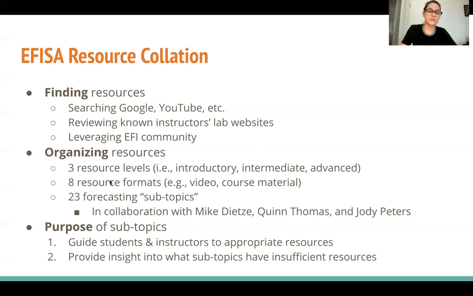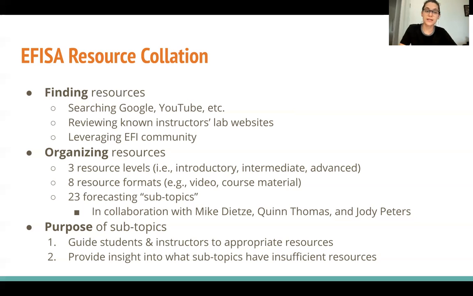We also organized resources by different formats, such as videos and course material or entire courses on a given topic. And we would encourage you to consider how your resource might fit into some of these formats and how your resources could address gaps in actually just the formats of the existing educational resources.